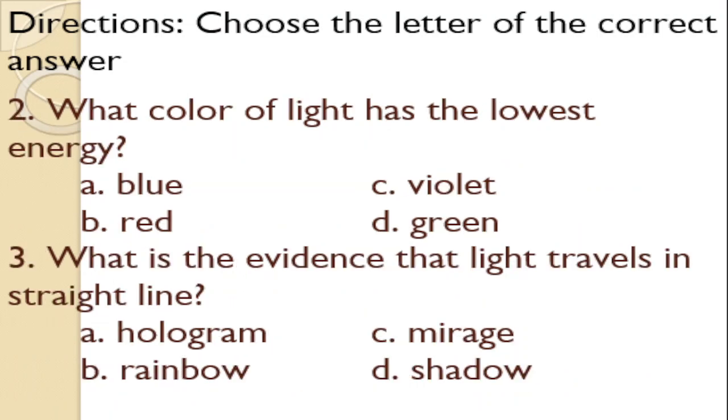Question number 2. What color of light has the lowest energy? A. Blue. B. Red. C. Violet. D. Green. Question number 3. What is the evidence that light travels in a straight line? A. Hologram. B. Rainbow. C. Mirage. D. Shadow.